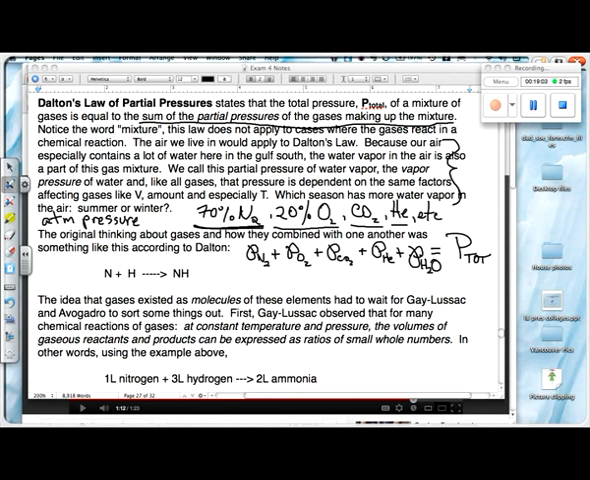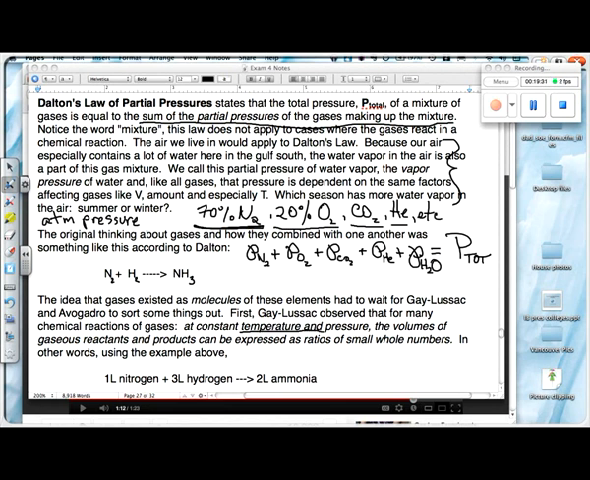The original thinking about gases and how they combined with one another was something like this, according to Dalton. We didn't know that nitrogen was N2, hydrogen was H2, and ammonia was NH3. There was no idea that gases existed as molecules until Gay-Lussac and Avogadro sorted some things out. So there's Gay-Lussac's law, and so on.